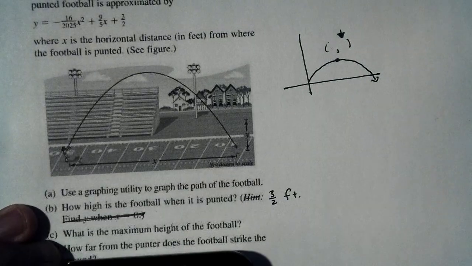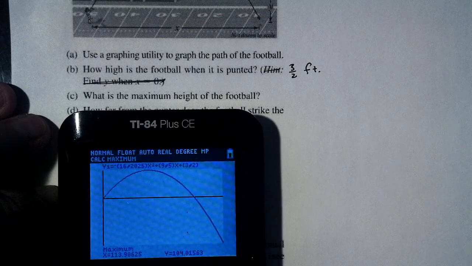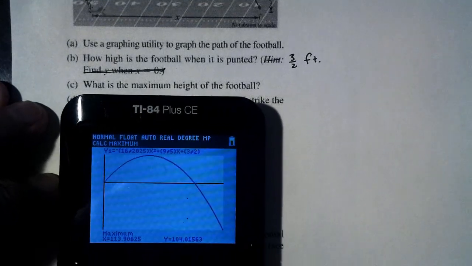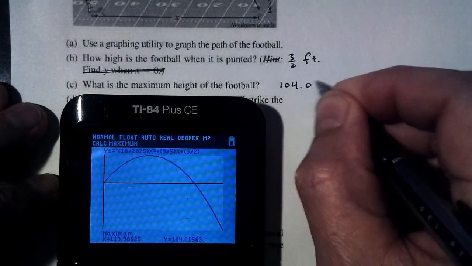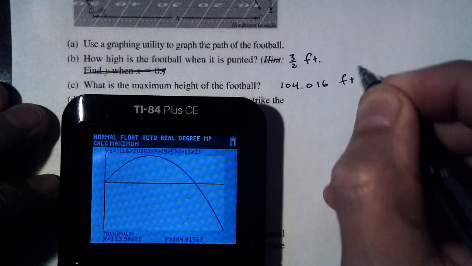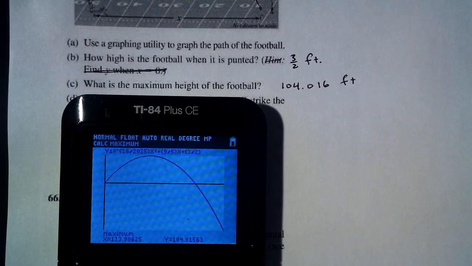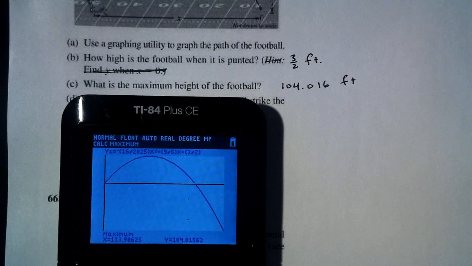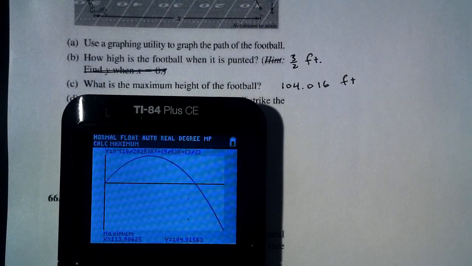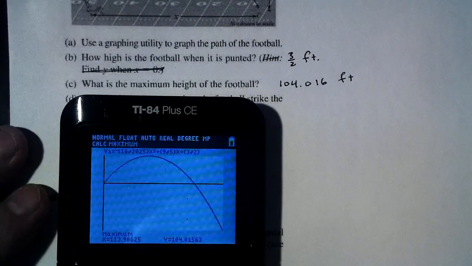So let's see here. What's the maximum height? 104.016 feet. Now, I think I've mentioned this, but it's worth mentioning again. Unless otherwise specified, we will round to 3 decimals as just a given rule here, because that's what they do on the AP Calc test, 3 decimals. I wouldn't be surprised if, in a real world setting, it's going to reach about 100 feet. Or at the most, that ball was 104 feet high. But we're going to round to 3 decimals just as a habit.